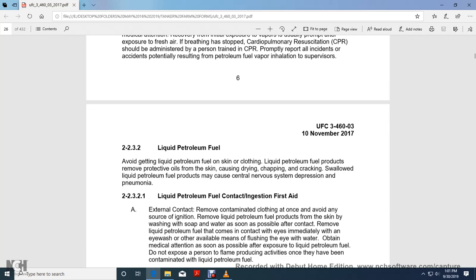2.2.3.2 Liquid petroleum fuel. Avoid getting liquid petroleum fuel on skin or on clothing. Liquid petroleum fuel products remove the protective oils from the skin and cause drying, chapping, and cracking. Swallowed liquid petroleum fuel may cause central nervous system depression or pneumonia.